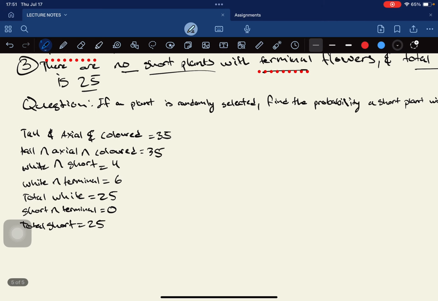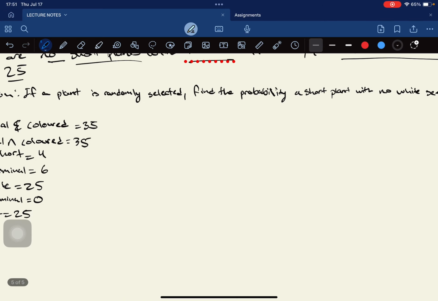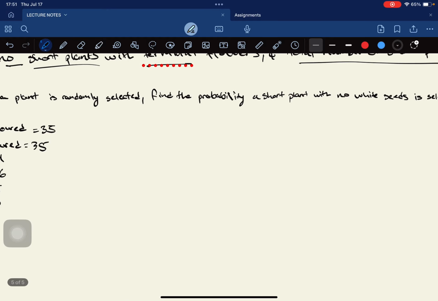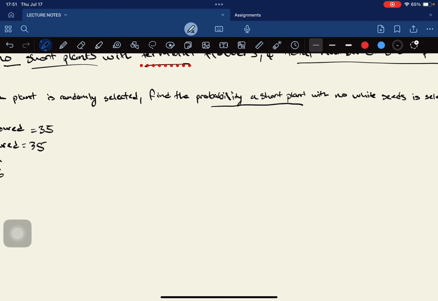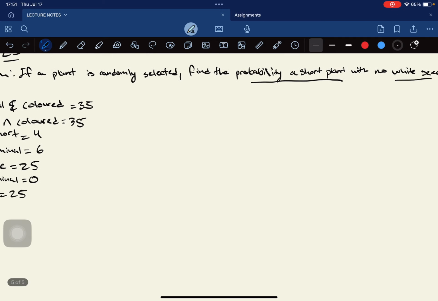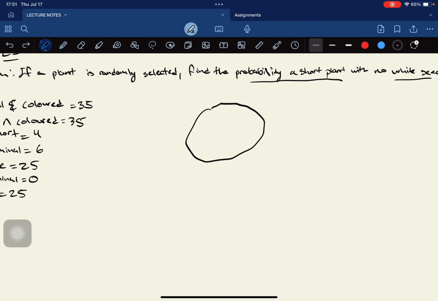Okay, so the question is asking: if a plant is randomly selected, find the probability a short plant with no white seeds is selected. So we have to find the probability of short plants that have no white seeds. What we have to do is make a diagram. He said there are different ways to make it, but at first we start off with the diagram. We can start off with the big circle here.